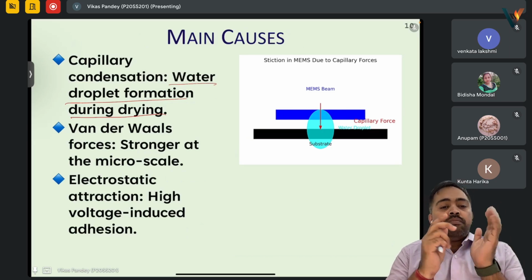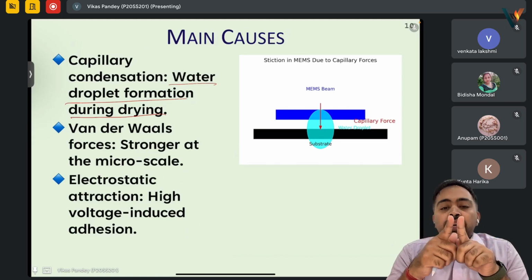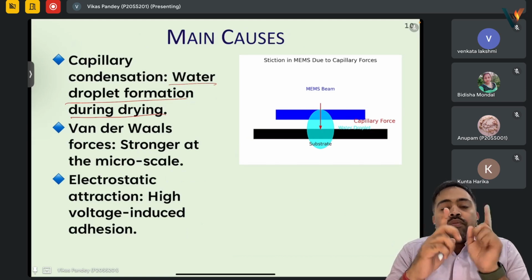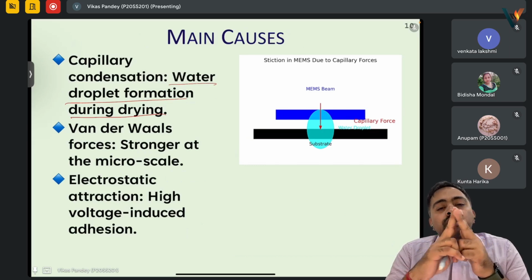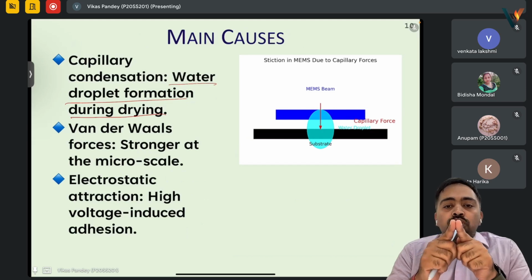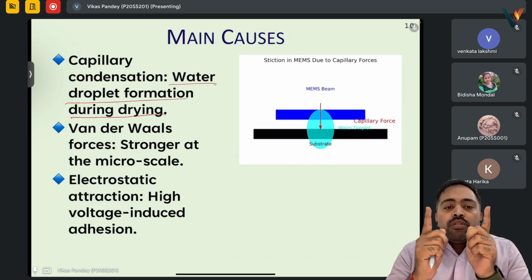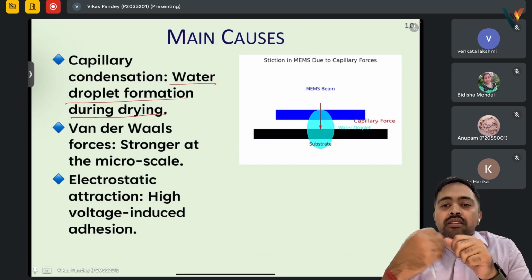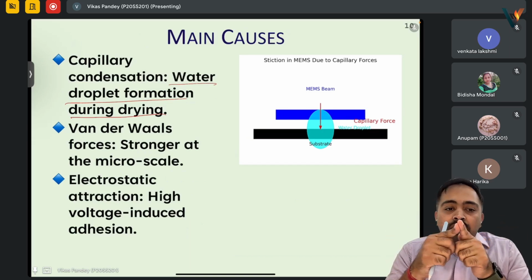Second is van der Waals forces, since these forces become much more relevant when we are at micro scale. Two different parts may come so close that this force overcomes their mechanical strength. As such, it will get stuck.